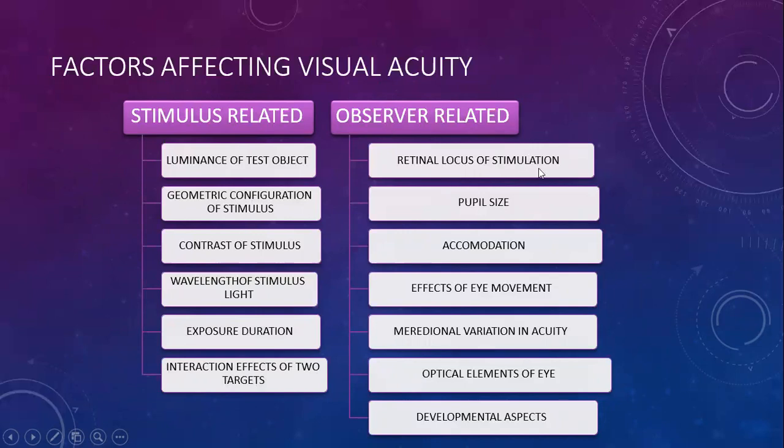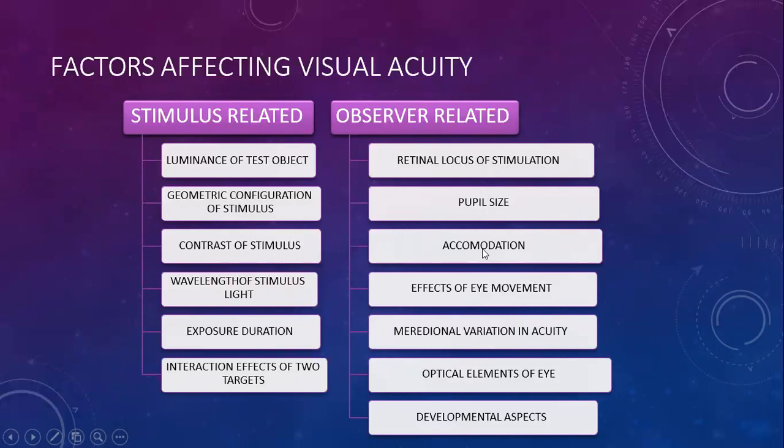Retinal locus of stimulation is important. Then the anatomical factors: pupil size, accommodation, eye movement, meridional variation in the acuity, optical elements of the eye, and developmental aspects. So many things are important. These are more important than the stimulus factors because they are related to your eye anatomy. Whether your eye is okay or not is the most important; then you can see the object. First, is the retina functioning properly or not. Then pupil size: the normal is 2 to 3 millimeters, maximum 3 to 4. The size is also important; if it is too small or too big, then it's a problem.